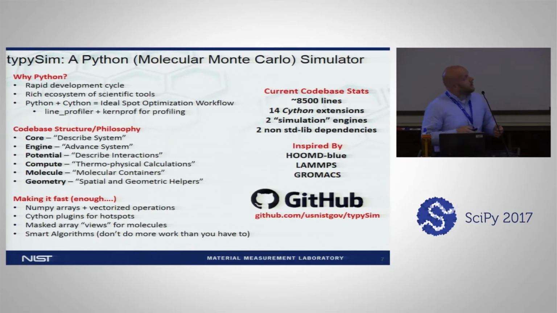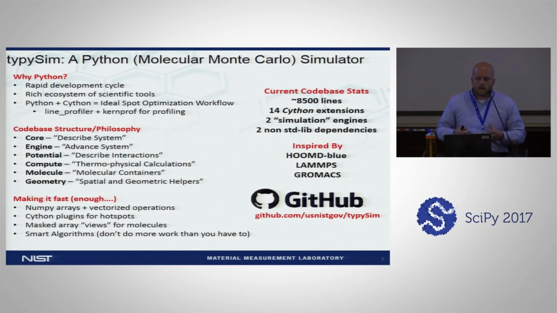And so, moving on to the code. The code that we made is called TypeISIM, and I put molecular Monte Carlo in parentheses for a reason, but it's really a Python simulator. And so, first, why did I choose Python? If you're developing a simulator that is performance limited, you might not think of Python as your first choice because naive Python codes are very slow compared to naive codes in C++ or Fortran. But the reason why I chose Python was firstly for its rapid development cycle.